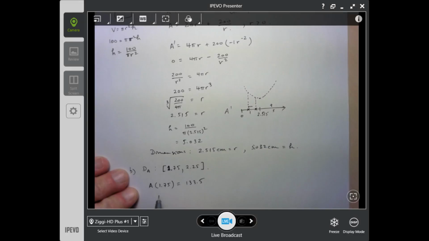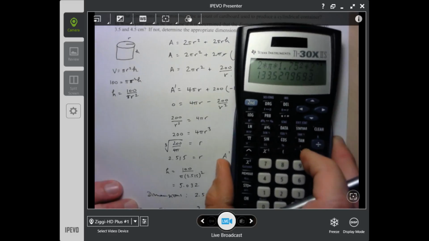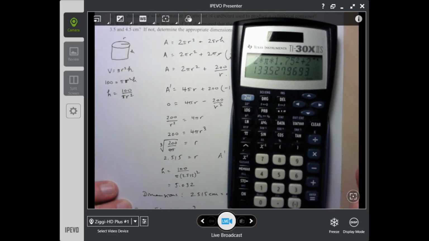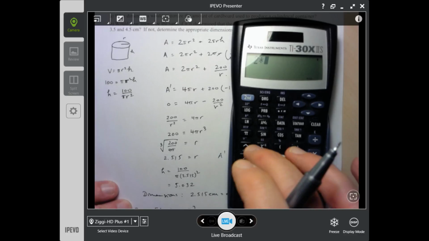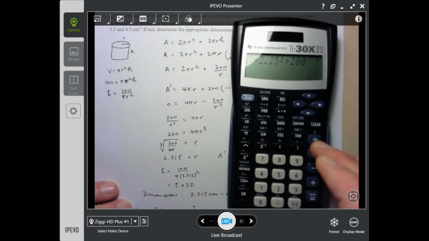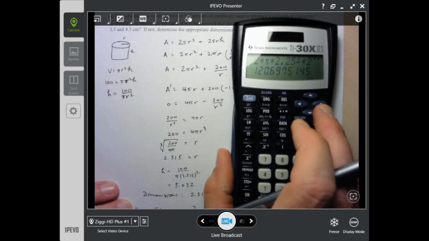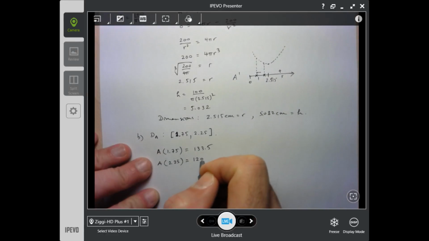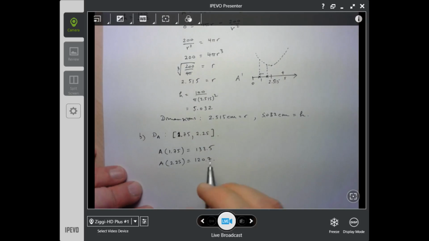Now let's take the area at 2.25, and this should be smaller. So we're going to do 2 times pi times 2.25 squared, plus 200 divided by 2.25, and that's equal to 120.7. So in this particular interval, this is my absolute max and this is my absolute min.